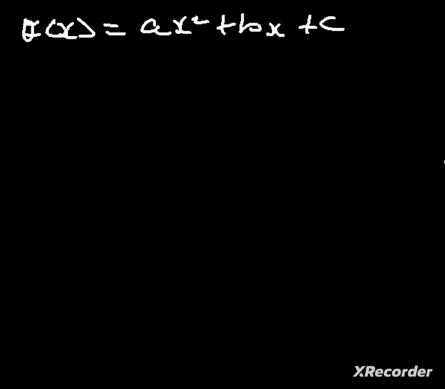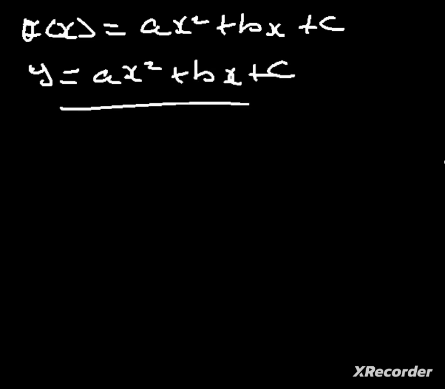So how should we actually determine the quadratic function given the roots as well as the y-intercept? What is the general form of the quadratic function? It is given as f of x is equal to ax squared plus bx plus c, or else you can have it as y is equal to ax squared plus bx plus c.